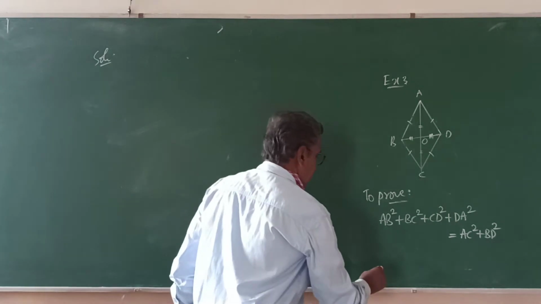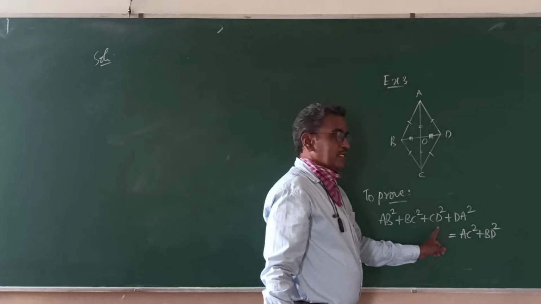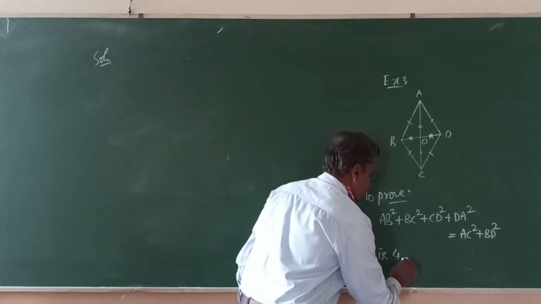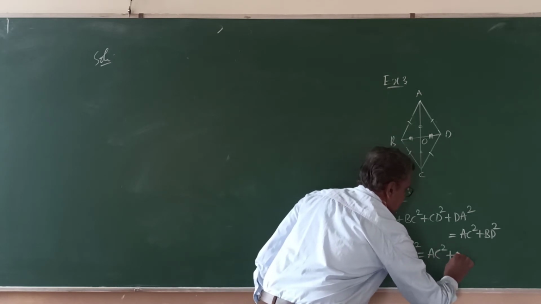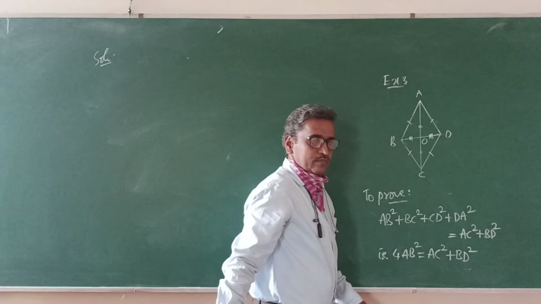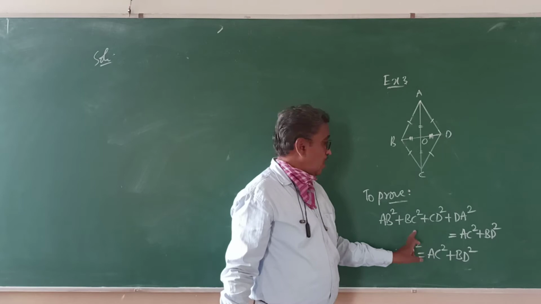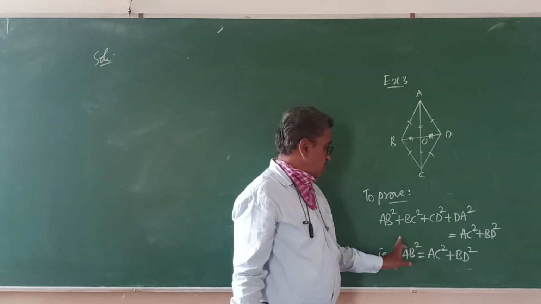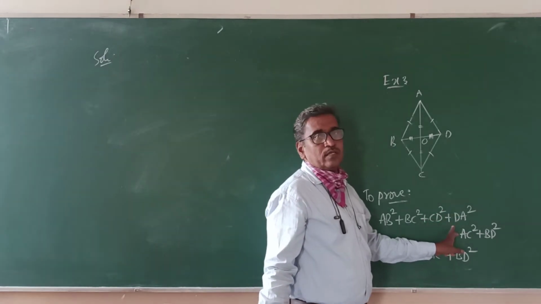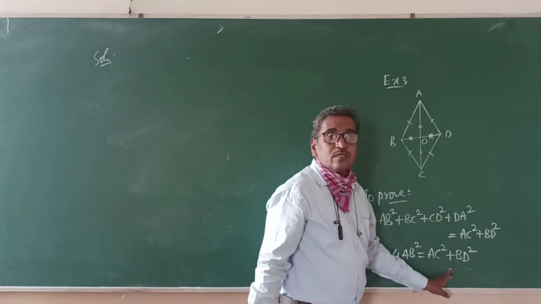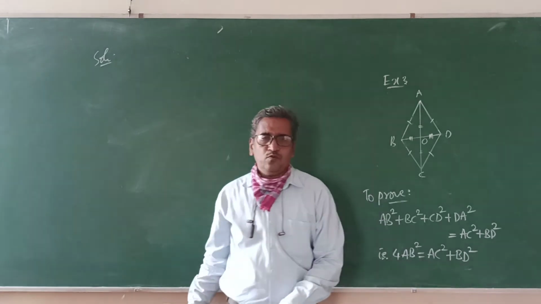This also can be meant in this way. Since AB is equal to BC is equal to CD is equal to DA, 4 times AB square is equal to AC square plus BD square. That also can mean sum of the squares of the sides of the rhombus, all are equal, so 4 times of any one side, 4 times AB square or BC square or CD square or DA square is equal to the sum of the squares of its diagonals. The diagonals are not equal. Is it? That we have to prove.